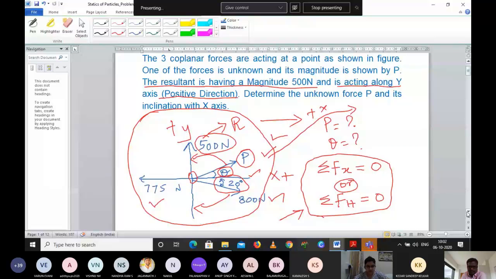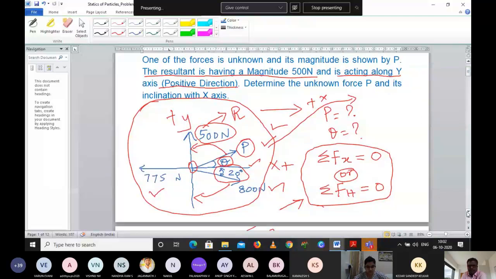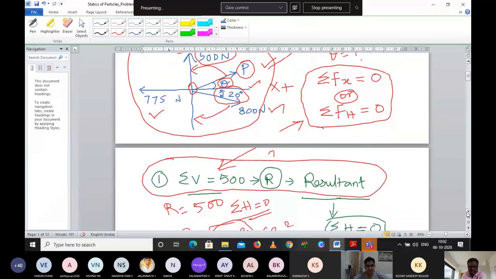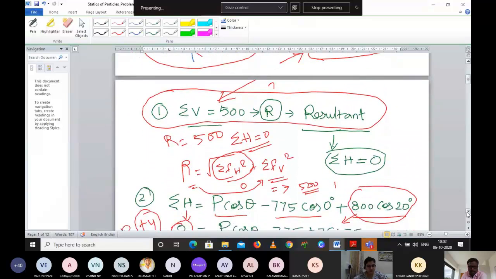So we have substituted. If suppose the resultant is acting along the vertical axis, then obviously the summation of all the horizontal forces will be equal to 0. That's what I said yesterday. Similarly, if the resultant is acting along the horizontal, then obviously all the vertical forces will be 0.